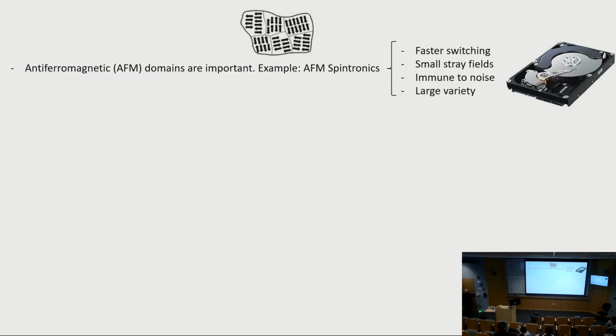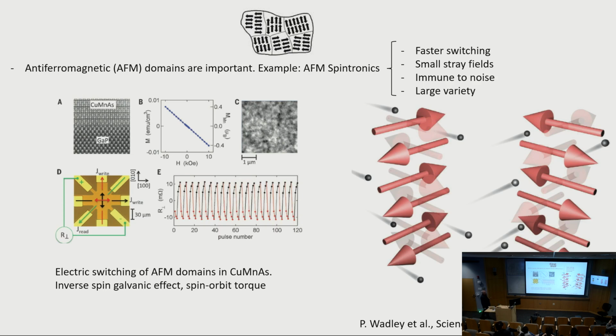And until recently, the applications of antiferromagnetic domains were, well, basically none, right? Now, it is being realized that antiferromagnetic domains could be very important for practical applications, specifically in the field called antiferromagnetic spintronics. There are several fundamental reasons for this. Firstly, you can switch them faster. They produce small stray fields, and therefore they are immune to noise. And, as I said, there is a large variety of antiferromagnets leading to various ideas of their application. Now, what I'm showing here is kind of long and complicated, but the main message is that one can switch antiferromagnetic domains by application of an electric current.